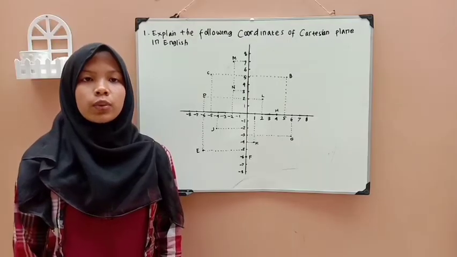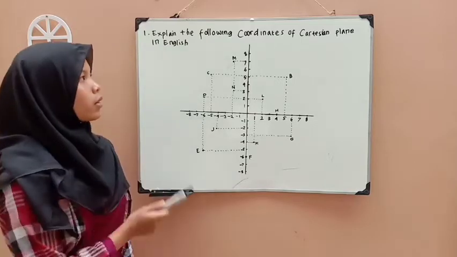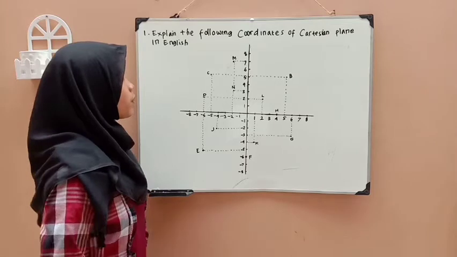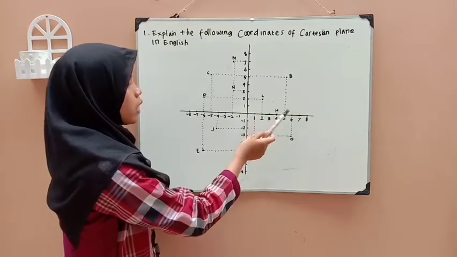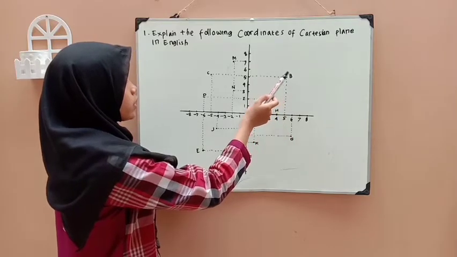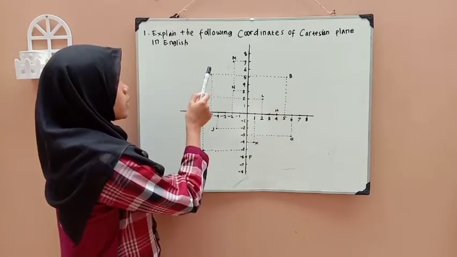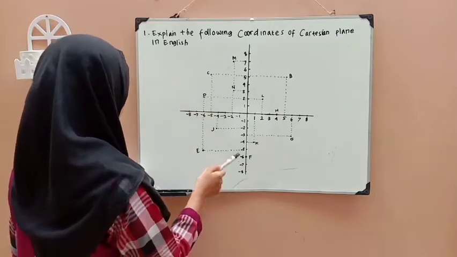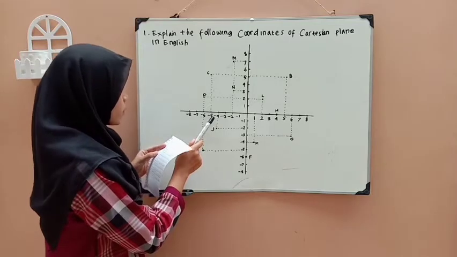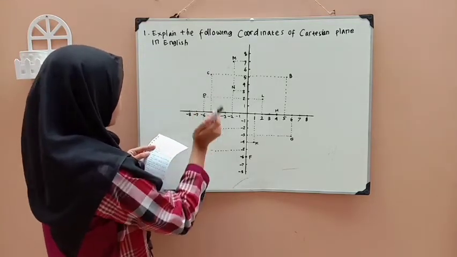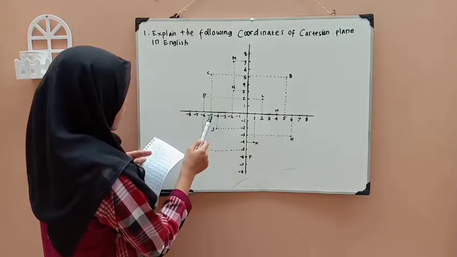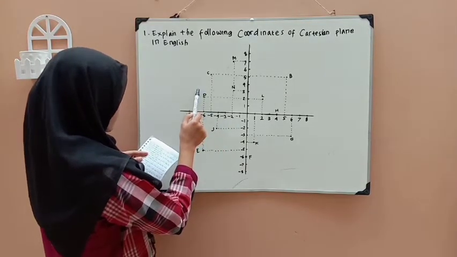Okay, let's start with the first question. That is Cartesian plane. Explain the following coordinates of the Cartesian plane in English. The coordinates of point B are 5 to the right of and 5 units to the origin. The coordinates of point C are go back along the x-axis 5, then go up 5. The coordinates of point D are go back along the x-axis 6, then go up 2.